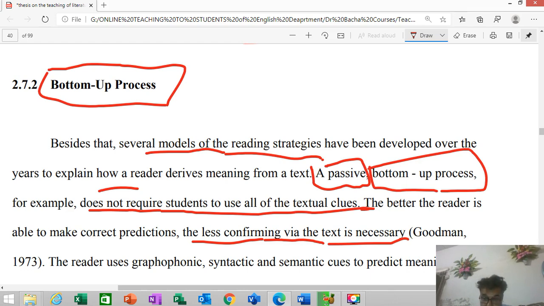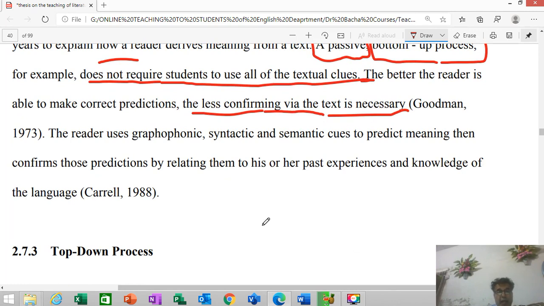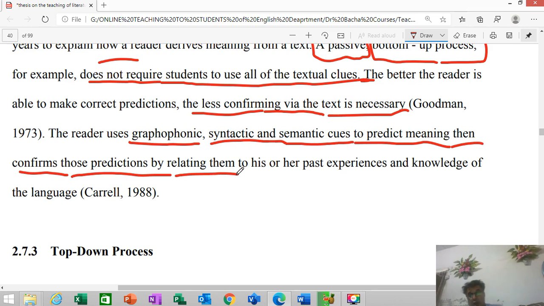All right. So therefore, my dear students, the reader uses graphonic, syntactic, and semantic clues to predict meaning, then confirms those predictions by relating them to his or her past experiences and knowledge of the language. So in such an approach, we can say that in bottom-up, right from the initial, you go into the nitty-gritty and try to understand the text graphemically, syntactically and semantically.